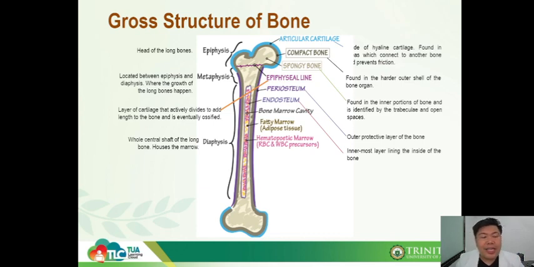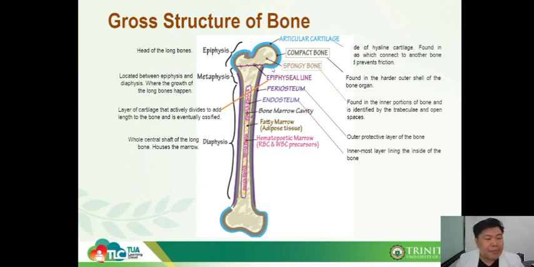Usually, this part is called the head, and it is connected to another bone. So in order for the bones to not scratch each other, or to prevent friction, the articular cartilage is there to protect each bone from injury or damage.